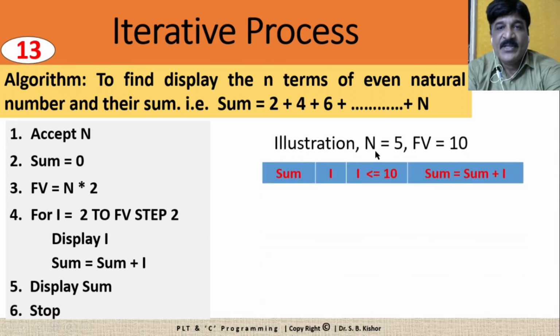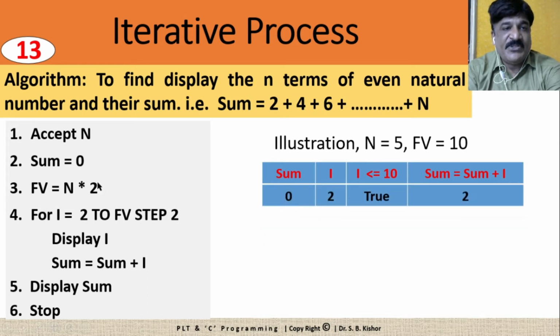Now to illustrate, initially assume the value of n is 5. So the final value will be 10. The value of sum is initially 0. The value of I starts from 2. So 2 is less than 10, yes, the condition is true. So sum is equal to sum plus I, that is 0 plus 2, which is what?